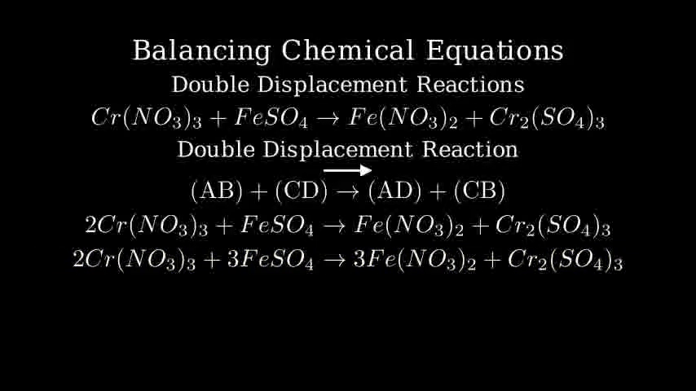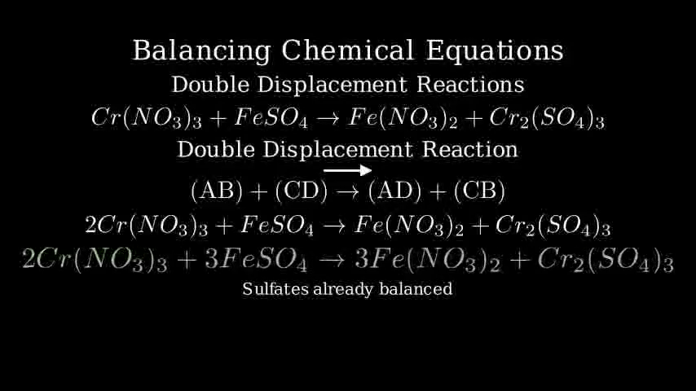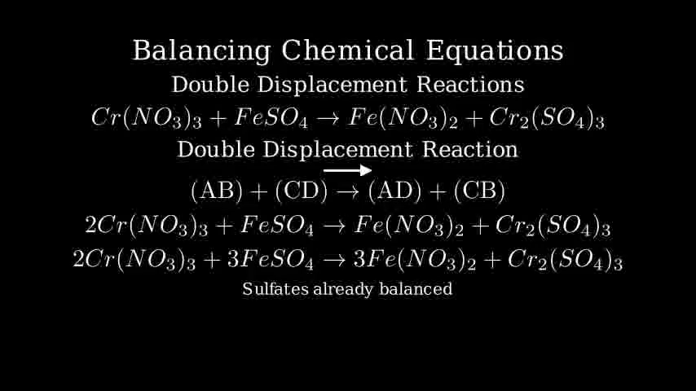To balance, we'll put a 3 in front of the iron-2 nitrate. Now, both sides have 6 nitrate ions. Finally, let's look at sulfate ions. On the left, we now have 3 due to balancing the irons. On the right, we also have 3 sulfate ions. Since sulfates are already balanced, we have completed the balancing of the chemical equation.